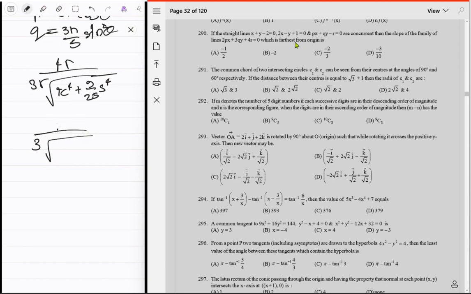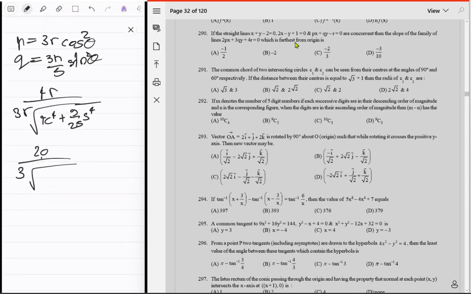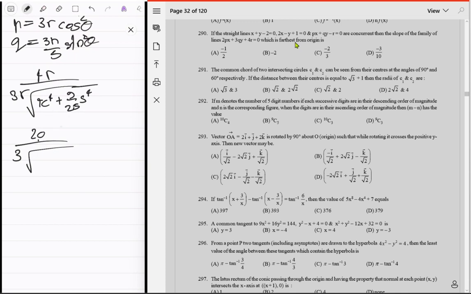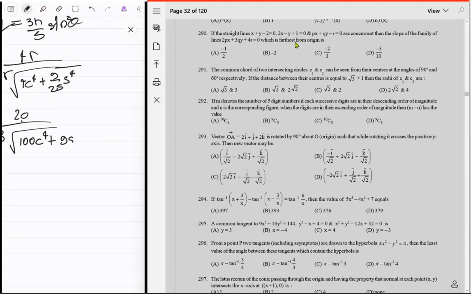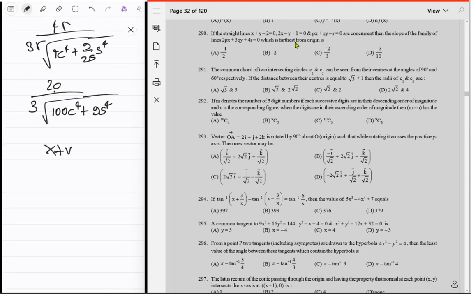So now what do you have? Just have 100 cos power 4 plus 9 sin power 4. Kind of weird, isn't it? It's like if x plus y is equal to 1, then find the maximum value of 100x squared plus 9y squared or something like that, right? So let's just use Lagrange multiplier, right?